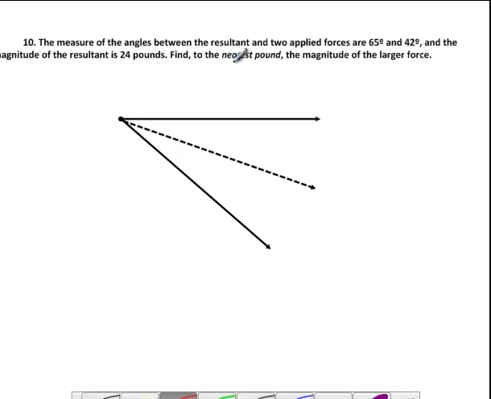Measure the angles between the resultant and the two applied forces are 65 and 42. Okay, so they tell me this is 65 and this is 42. And the magnitude of the resultant is 24. Find the magnitude of the larger force.